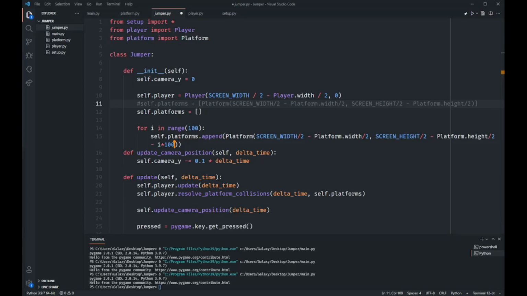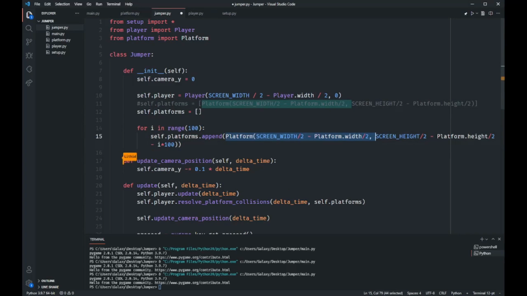So what Sahil has done here is create an empty list. He's looping 100 times, and each time he loops, he adds a new platform, positioned in the center of the screen, but we're also adding to the height. We're subtracting, because that means going up, and we're just doing i times 100. What that's going to do is space out the platforms every 100 pixels.